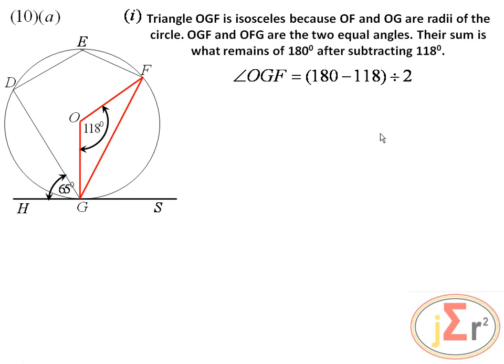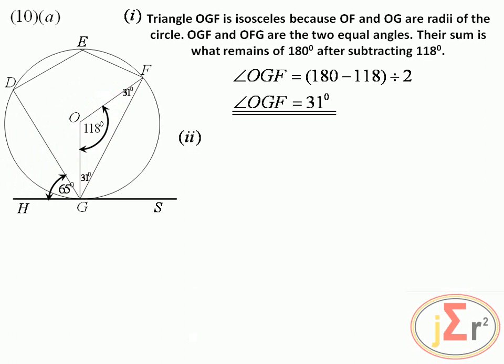So OGF is equal to what remains after subtracting this angle from 180 degrees, and we divide the result by 2. So OGF is equal to 31 degrees, and so does OFG, 31 degrees.